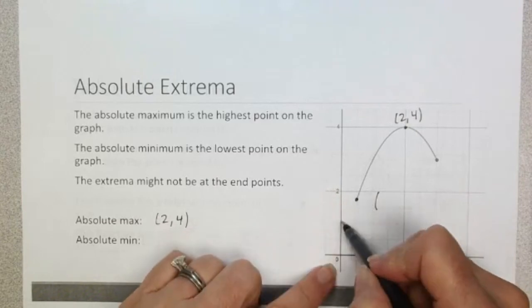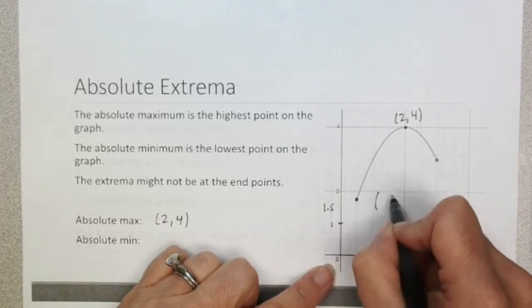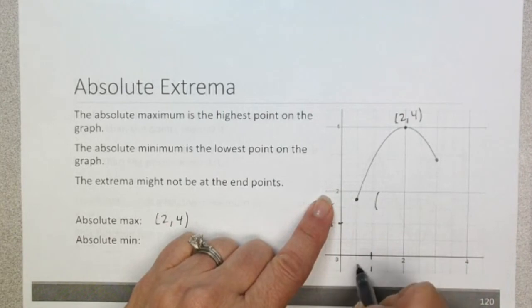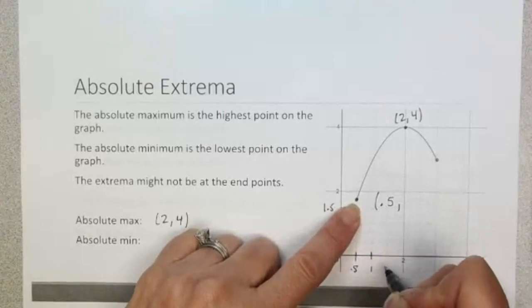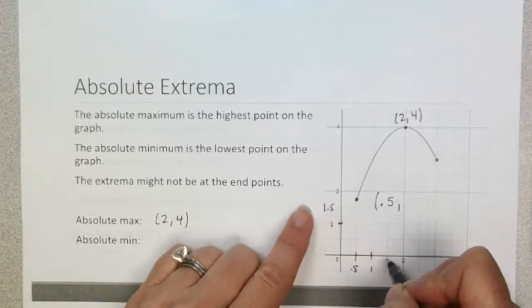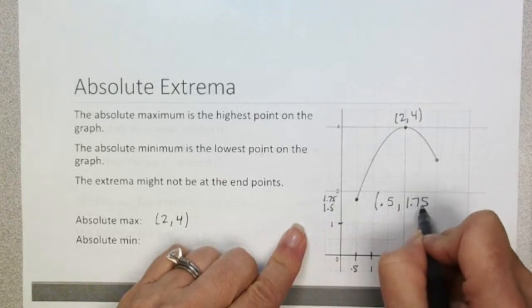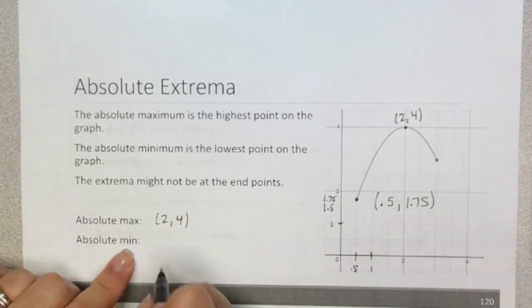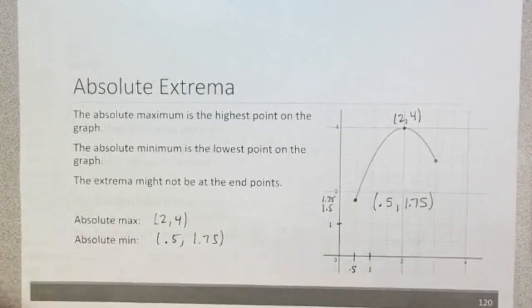Let's see, if 2 is here, that means 1 would be here, 1.5 would be there. I think it's going to be 1.75 for y. X, let's see, if 1 is there, 0.5. Looks like the x coordinate here is 0.5. It looks like the y coordinate to me is, I think, 1.75. I'm going to estimate it at that. Okay. So the absolute minimum then occurs at (0.5, 1.75).